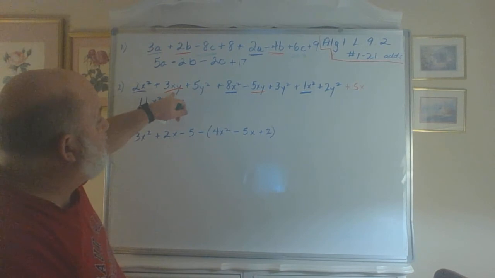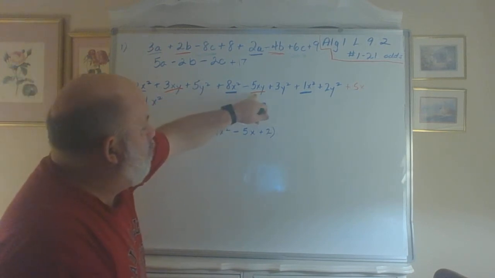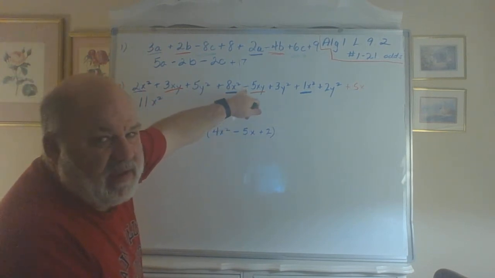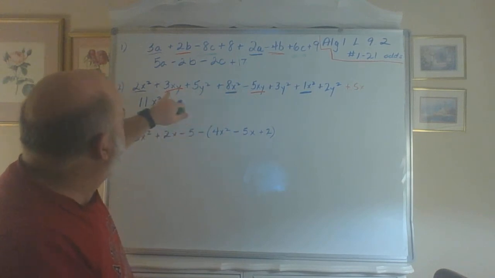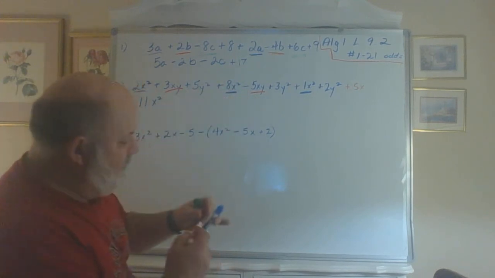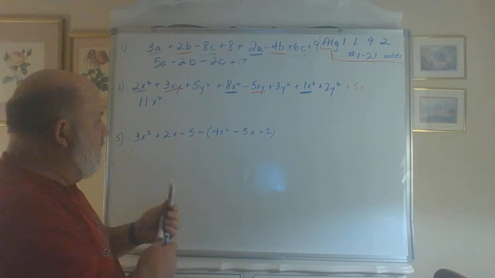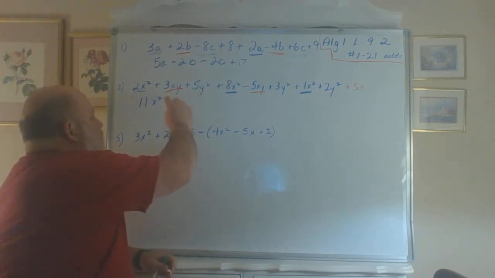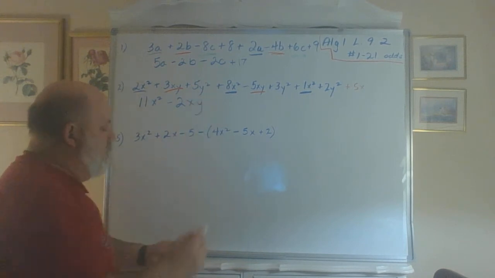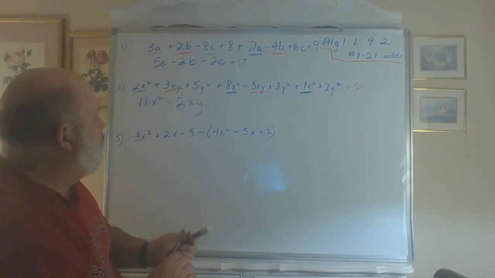So I have 3 xy's and 5 xy's. Now you have to be careful. This is negative 5xy. So 3 minus 5 xy's gives me negative 2xy. We'll do the next one in green.